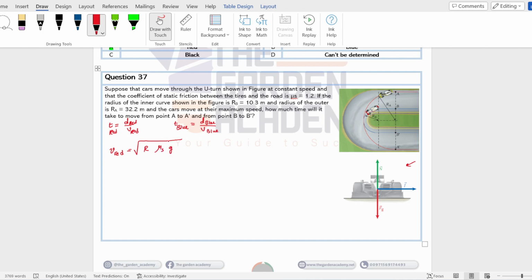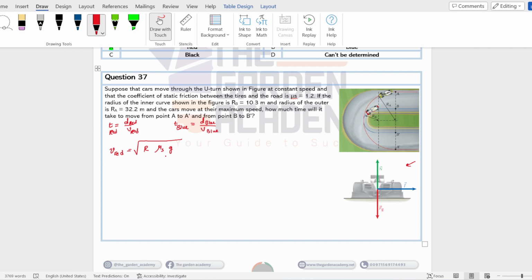My advice for you actually is to memorize this equation. V is equal to the square root of R, which is the radius of a circular path, times the coefficient of static friction multiplied by the gravitational acceleration. This will make your life easier. Of course, if you want to know how we have derived this equation, just go back to my YouTube channel and start from lesson 9.5, 9.6 and 9.7 just to get the idea.